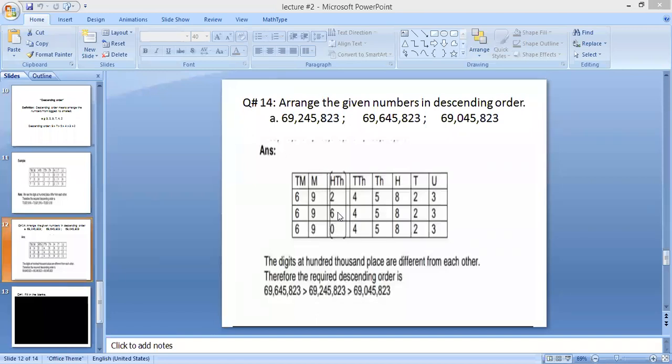Yes, 6 is greater. So you will write the second row first. Put this symbol. This one shows the greater number. Then you can check 2 or 0. Which one is greater? Yes, 2 is greater. So you will write the first row at second place and put this symbol greater than. Then lastly, you can write the last row here. Is it clear, friends? This one is the A part of question number 14. You have to solve the B part by yourself.